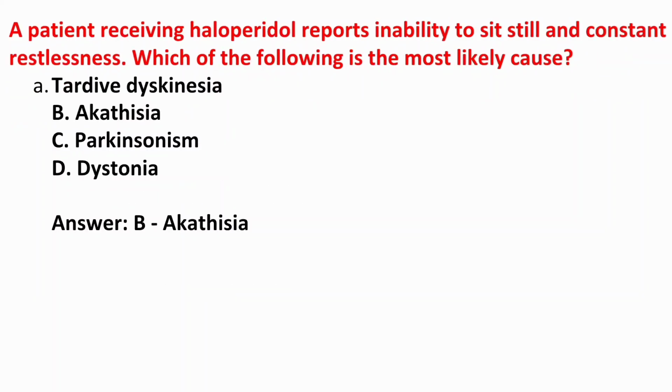A patient receiving haloperidol reports inability to sit still and constant restlessness. Which of the following is the most likely cause? A. Tardive dyskinesia. B. Akathisia. C. Parkinsonism. D. Dystonia. Answer: B. Akathisia.